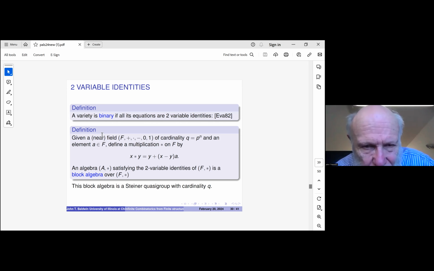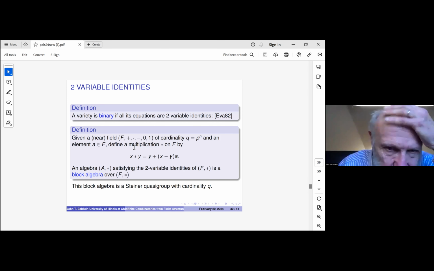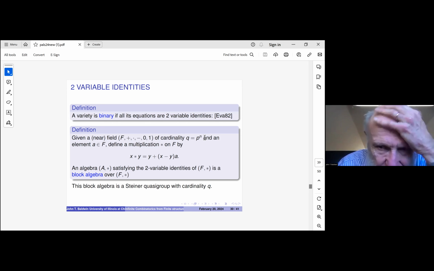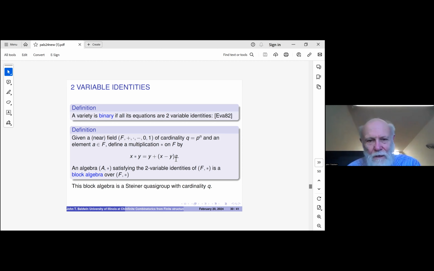I don't know exactly who proved these results, but I got them from Ganter and Werner. Given a near field, just say a field for a second, a finite field, then it has to be of order p to the n. Define a multiplication by x star y is y plus (x minus y) times a. Then that algebra generates a Steiner quasigroup, a variety of Steiner quasigroups.